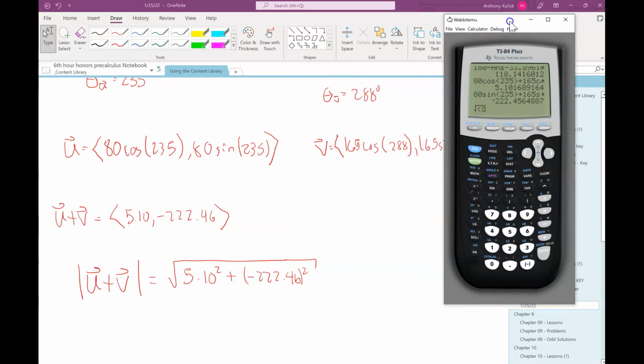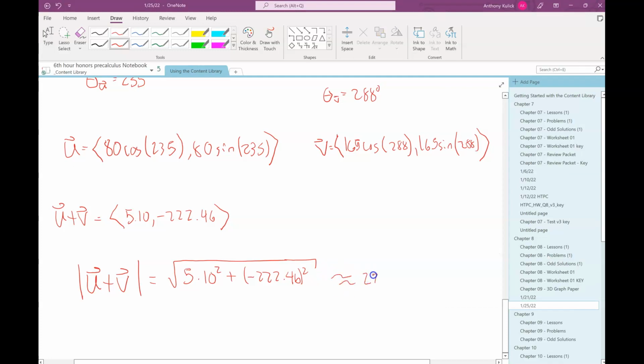Oops. Okay, it's not what I meant to press. So that gives me 222.51 nautical miles.